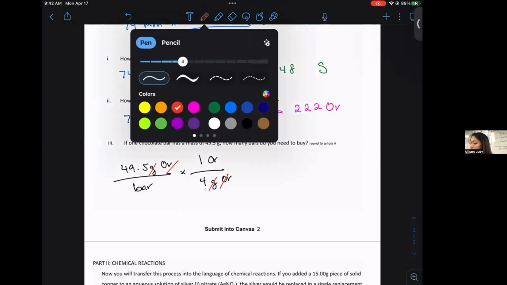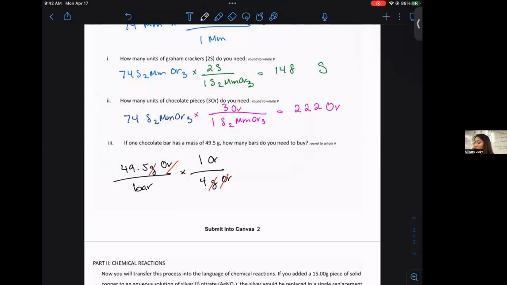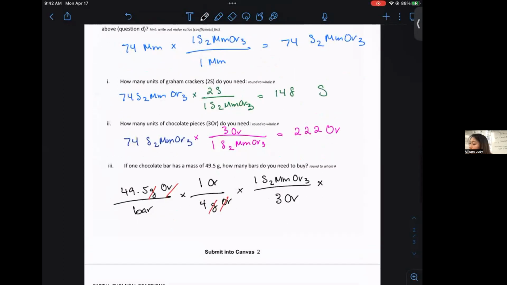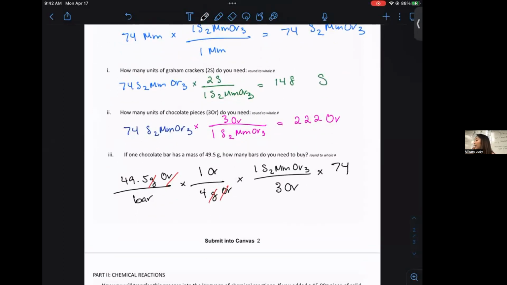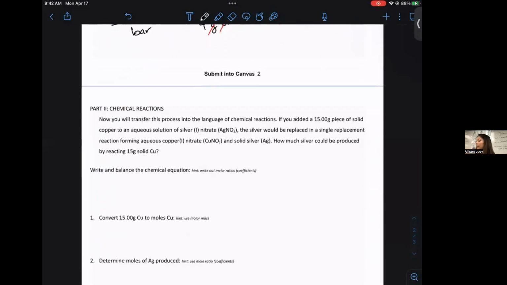Okay, so then I say, well, I know that for every 1 s'more, I need 3 pieces of chocolate. And I'm going to make 74 s'mores, right? That would be like your math. So we did all that. Now we're translating it down to actual chemistry.